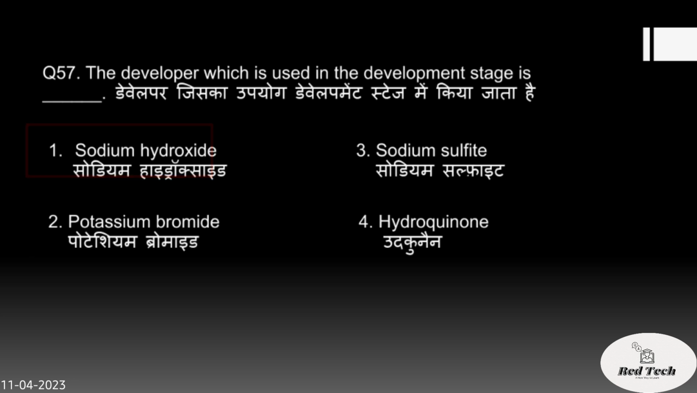Question number 57. The developer which is used in the development stage. So what material is used in the developer? Option 1 is sodium hydroxide, option 2 is potassium bromide, option 3 is sodium sulfite, and option 4 is hydroquinone. We will discuss these in the dark room section. So the right answer is option number 4, hydroquinone. Hydroquinone is used as a developer in the development stage.